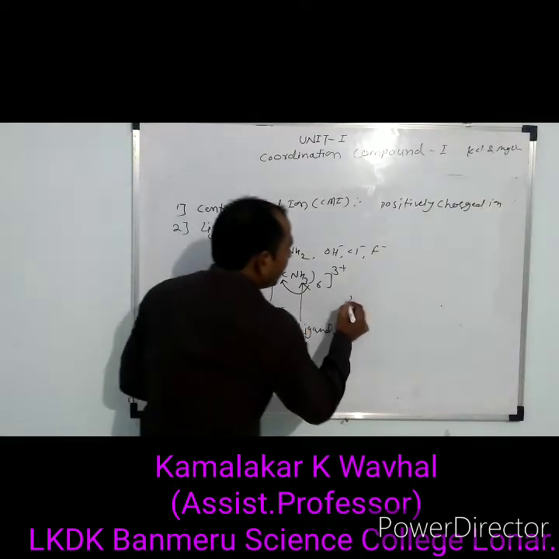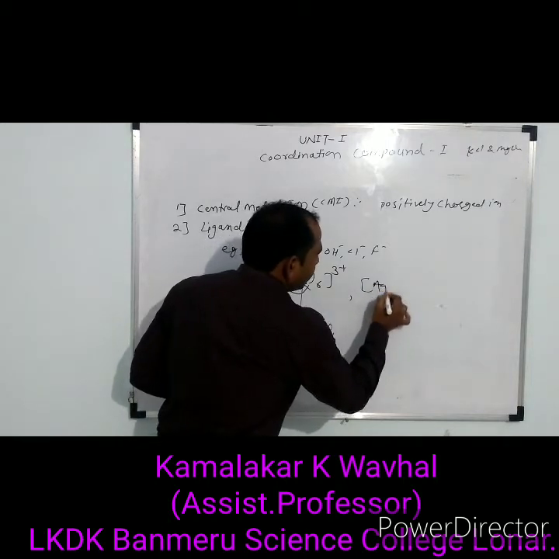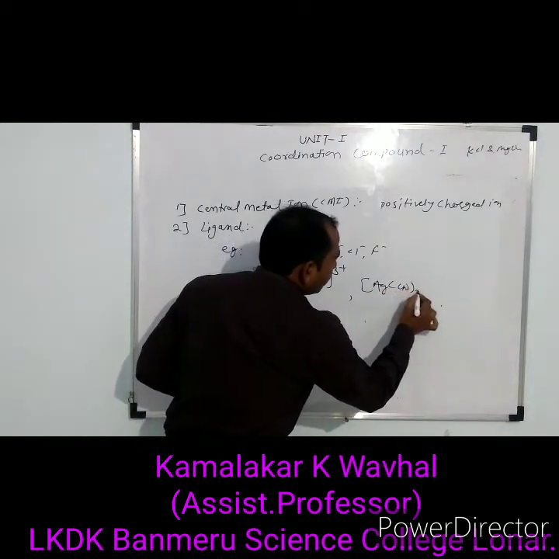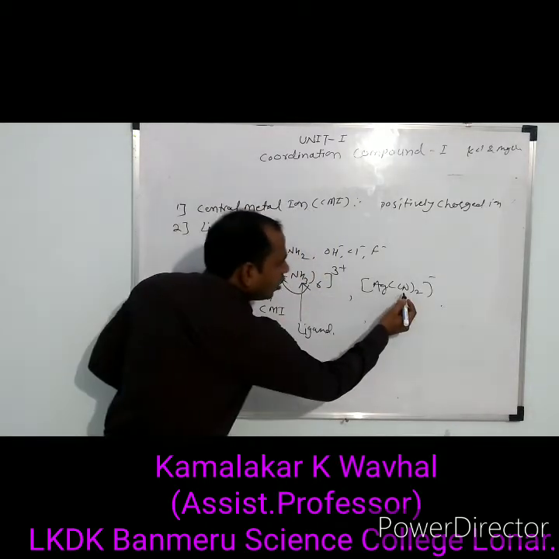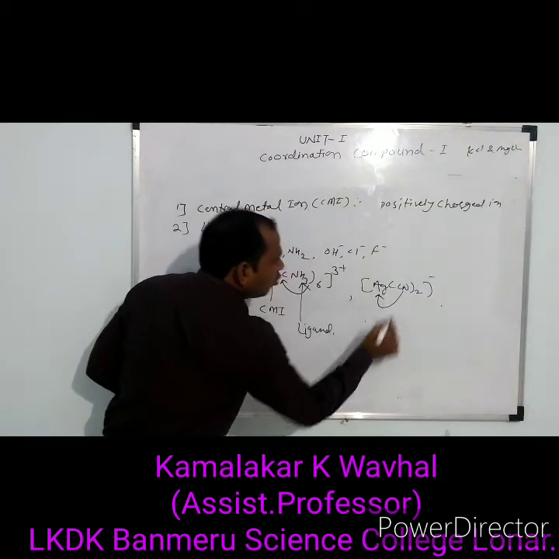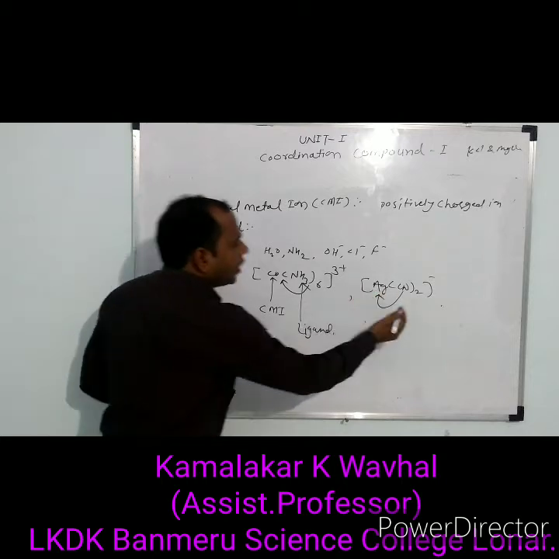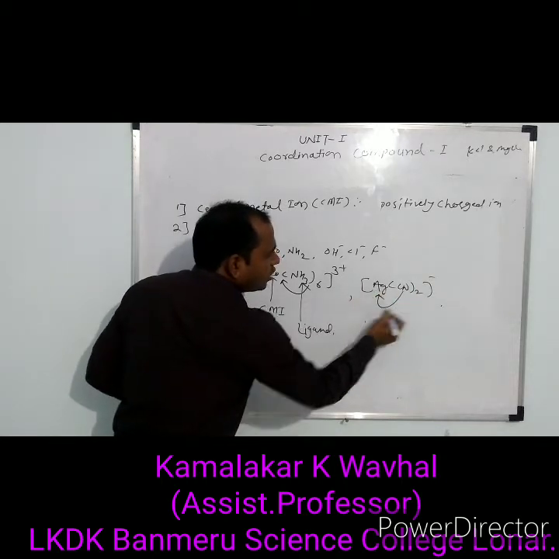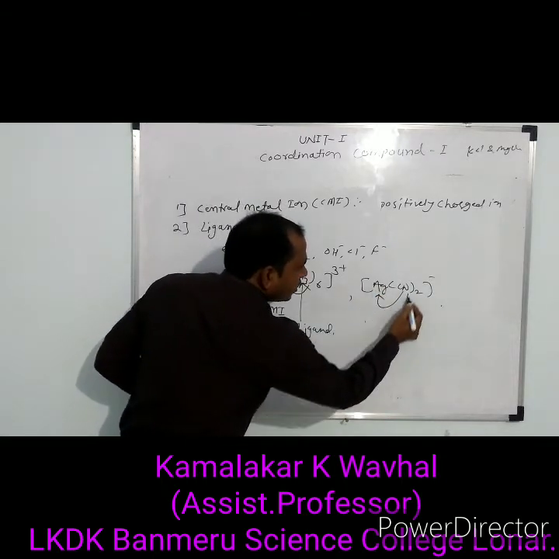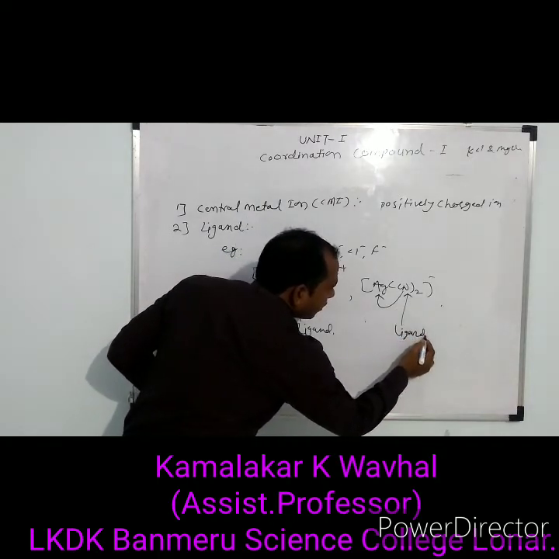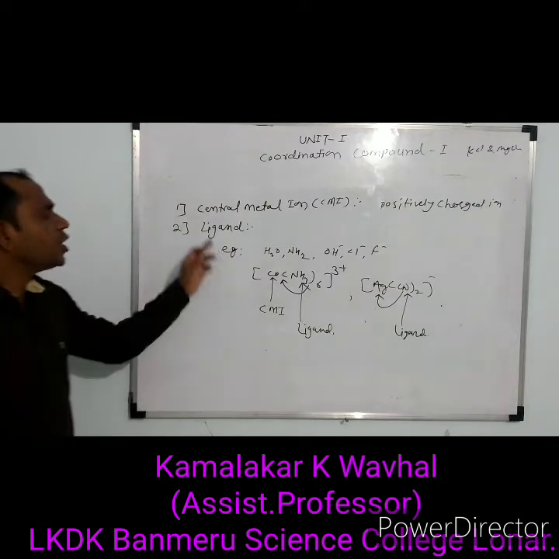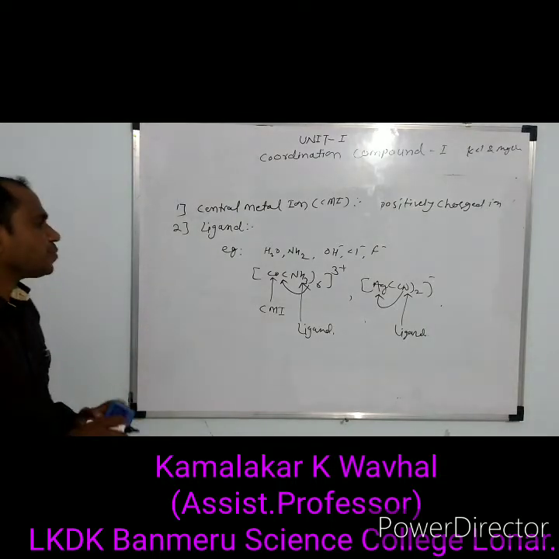I take another example, Ag(CN)2 negative charge. In this, the cyanide group is attached to the Ag because Ag is the CMI and CN is attached to the Ag. Hence, this CN is called the ligand. The groups attached to the CMI are called ligands.